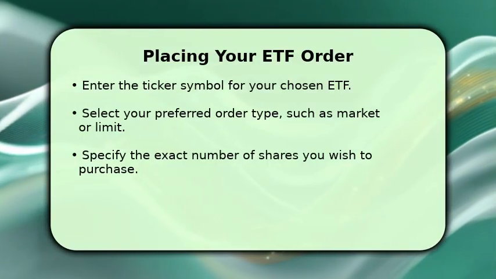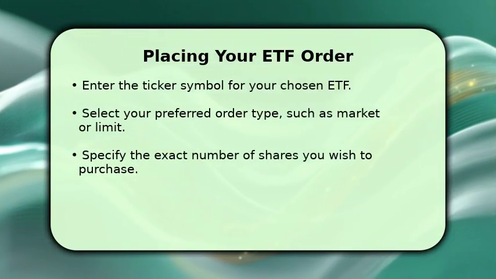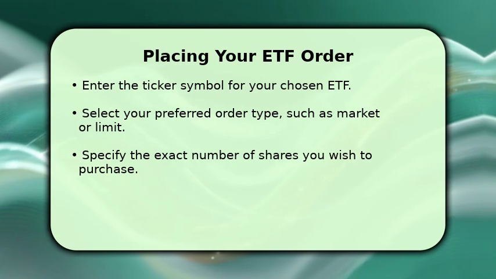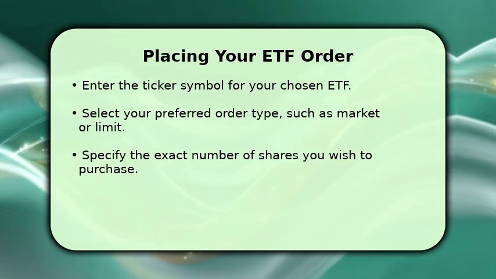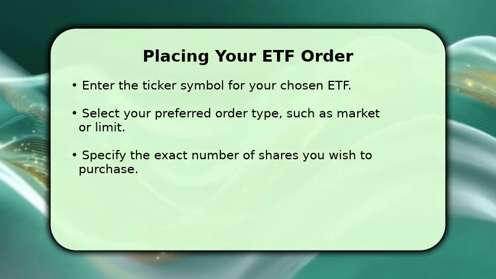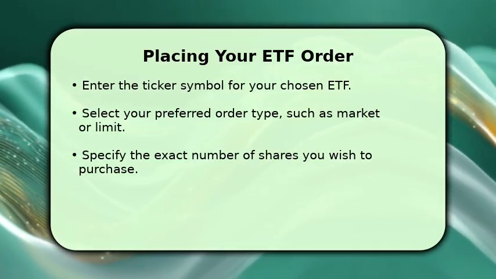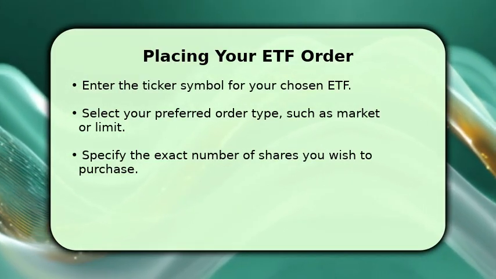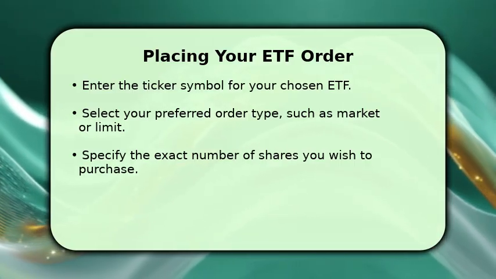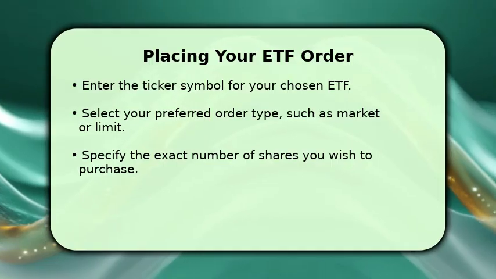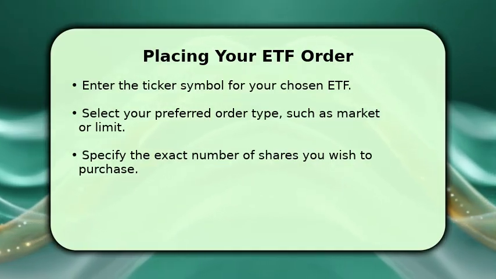Now, let us place your order. Once you have selected an ETF, enter its unique ticker symbol into the order entry box. Next, choose your order type. A market order executes immediately at the current price, while a limit order allows you to set a specific maximum purchase price. Finally, specify the exact number of shares you intend to buy, perhaps 10 or 100 shares.